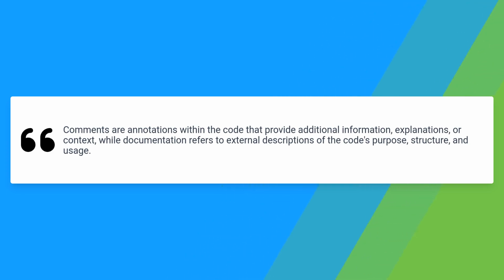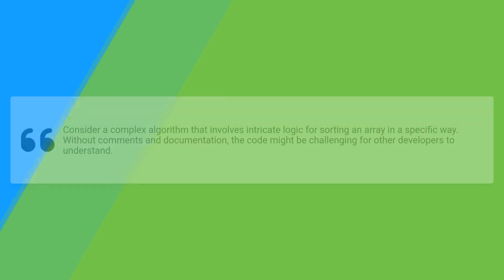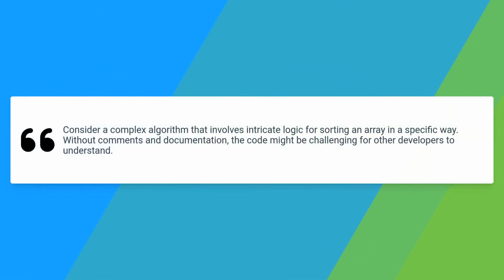Consider a complex algorithm that involves intricate logic for sorting an array in a specific way. Without comments and documentation, the code might be challenging for other developers to understand. In this case, you could use comments within the code to explain the purpose of each step, the rationale behind certain decisions, or any potential edge cases. Additionally, you could provide external documentation that outlines how to use the sorting algorithm, its time complexity, and any performance considerations.